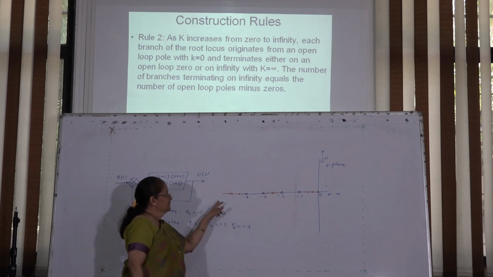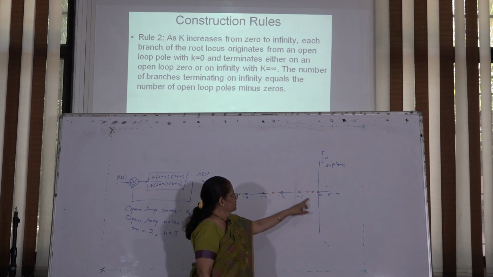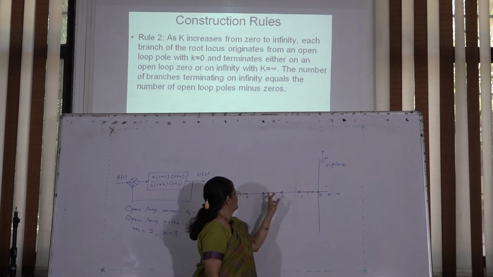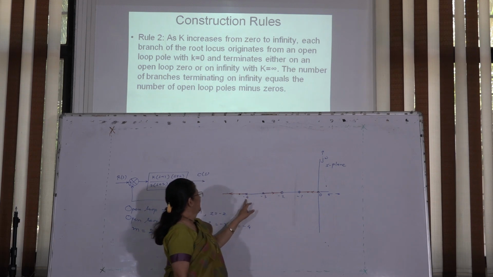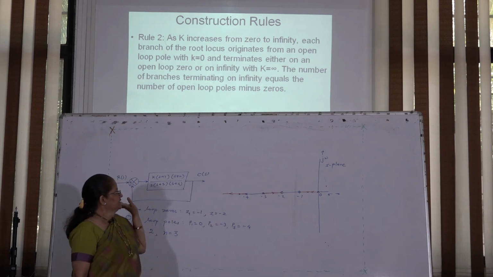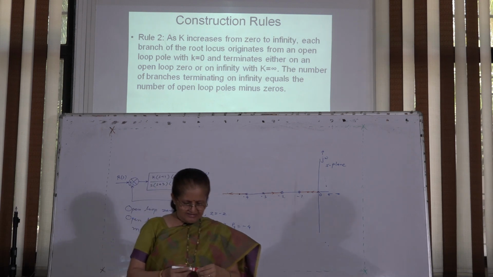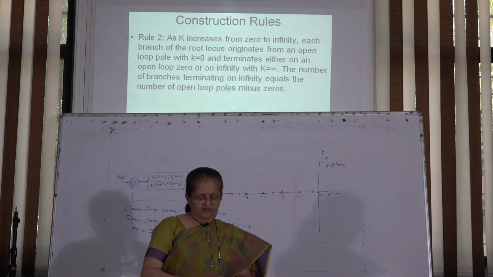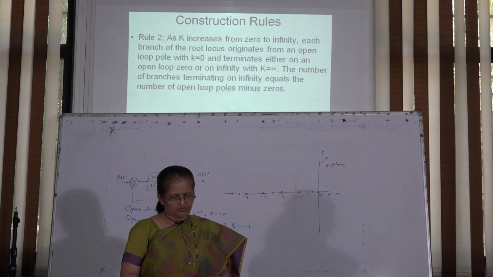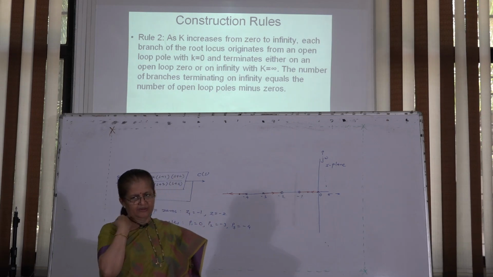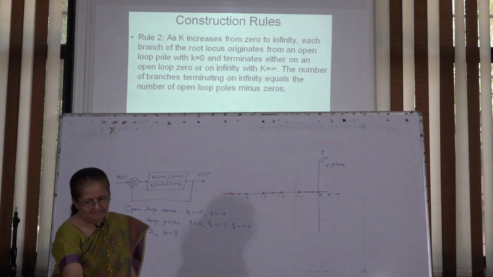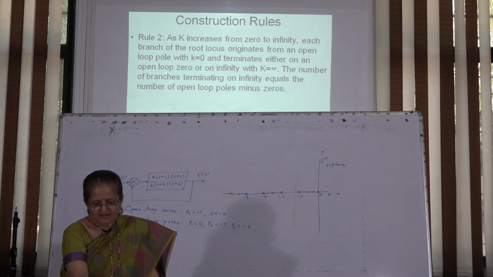So, which part of the real axis will lie on the root locus? Minus 1 to 0, minus 3 to minus 2 and minus 4 to infinity. This will lie on the root locus. It will originate from the pole and will terminate at 0. So, we can draw it in this way. So, I think all the rules are clear.